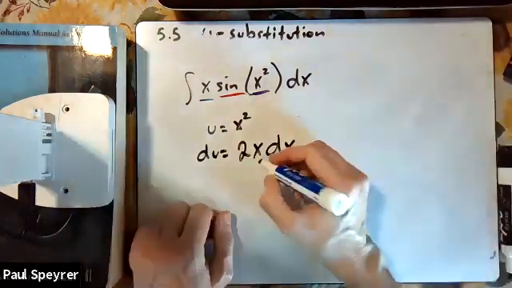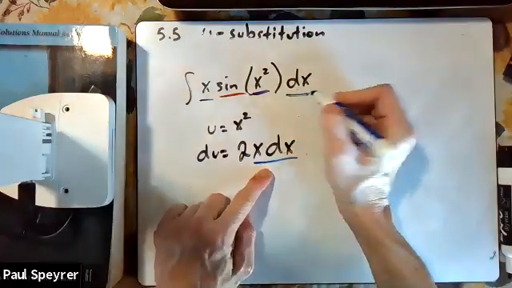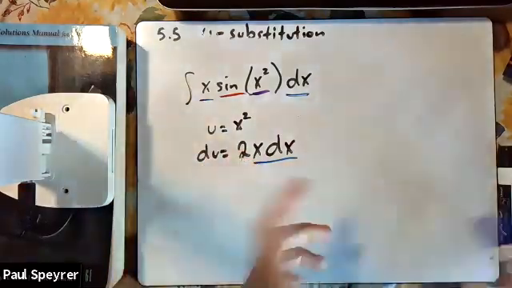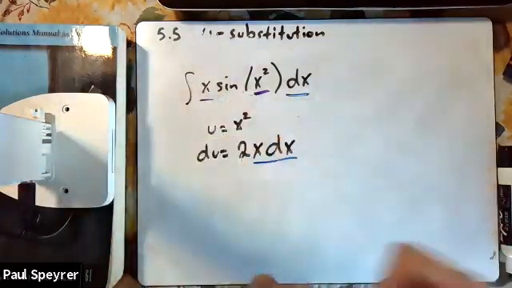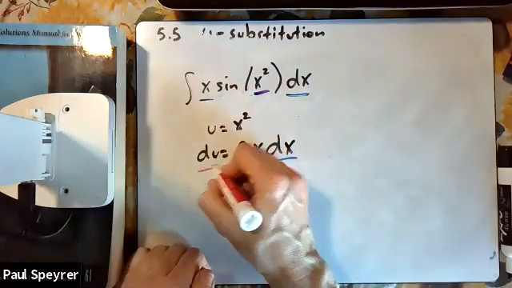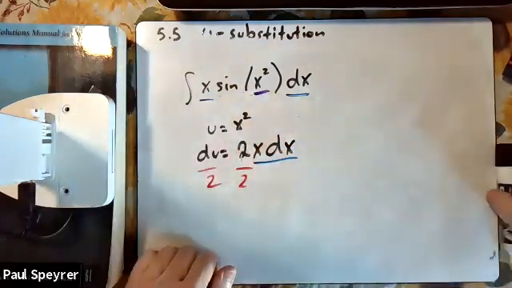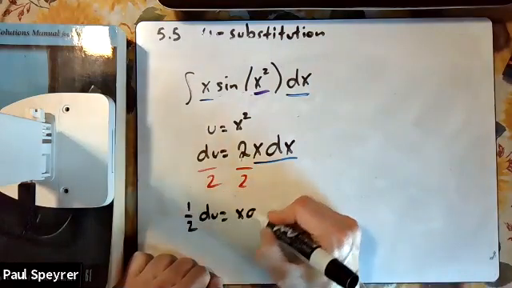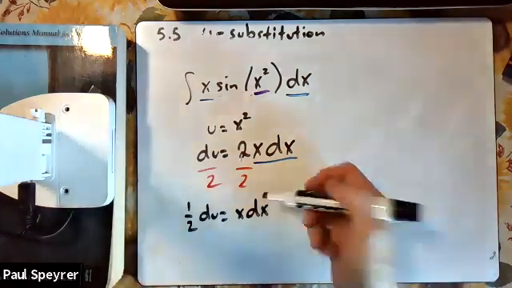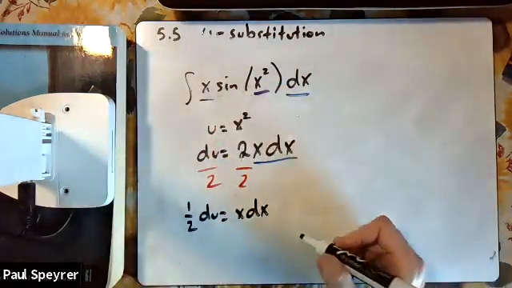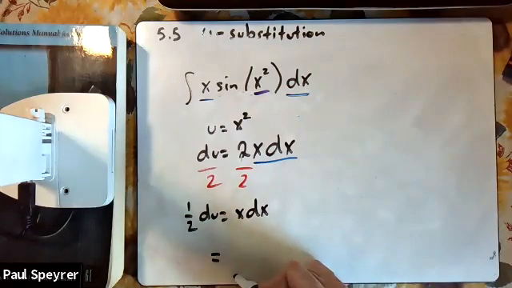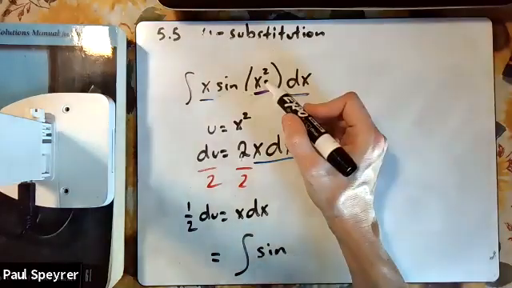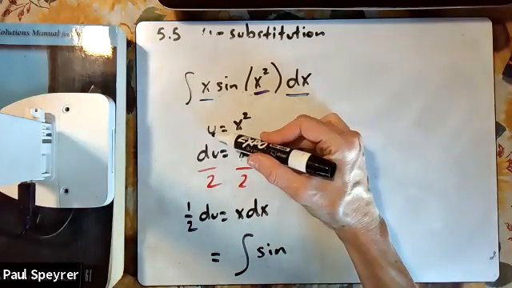Well, that's a lot better, right? Because what do we just need from the problem? The x and the dx. We have that right there. We just don't need the 2. Well, that's not a problem, right? What can we do with the 2? Just divide it over to the other side. So now you have 1/2 du equals x dx. So now we can rewrite this entire integral in terms of u. So what would that look like? Well, sine's still there. We no longer have x squared because what is x squared? It's u.